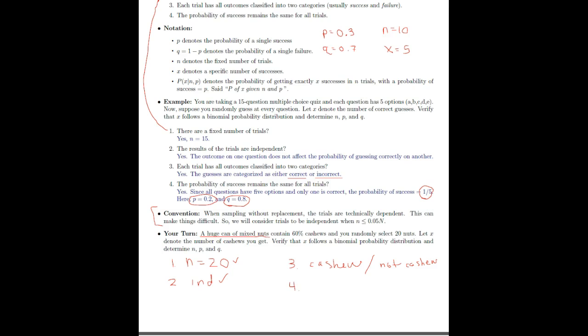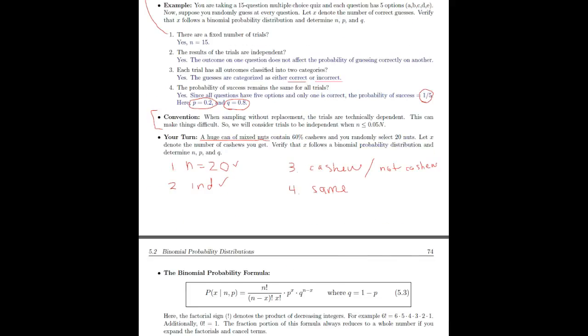And part 4, the probability of each success remains the same for all trials. Well, if we're operating with this understanding of independence, or this agreeing of a virtual independence, then we can say, yeah, the probability remains the same. There's no reason to think that, if I pull out 20 nuts and look at the first one and find out if it's a cashew or not, the probability would be 60% chance that it's a cashew. There's no reason to believe that the 19th nut would have any different probability. So yes, the same. All right, cool. So let's move along then.